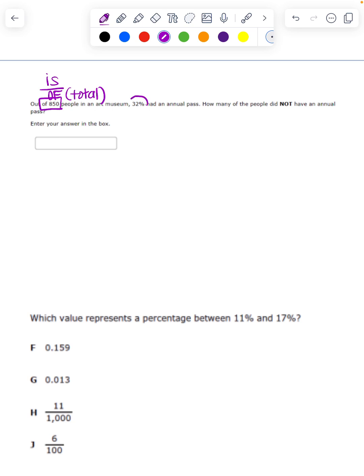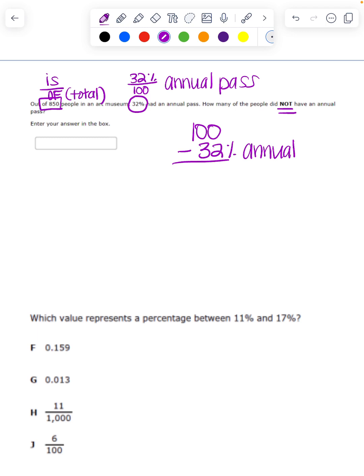And then it says 32%, and we know immediately percent goes over 100. So when we see percents, immediately percent over 100. And so we've got a couple of things going here now. And then it says how many of the people did not have an annual pass. So 32% is actually the annual pass. So we want to know how many did not. So all I have to do to find not an annual pass is take 100 and get rid of the 32% that had the annual pass. So again, I'm not done solving, but I'm getting my percent.